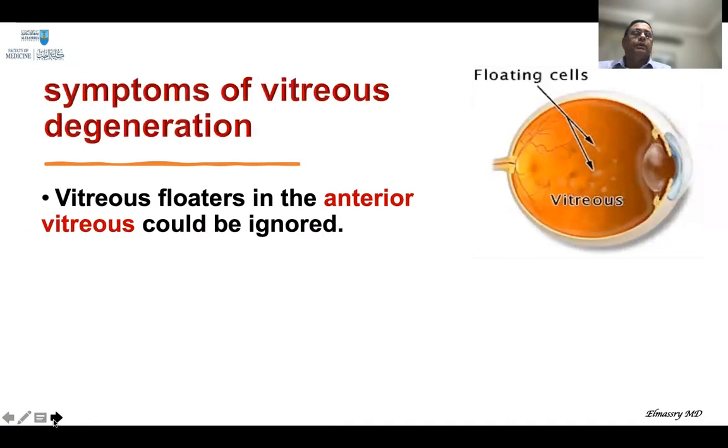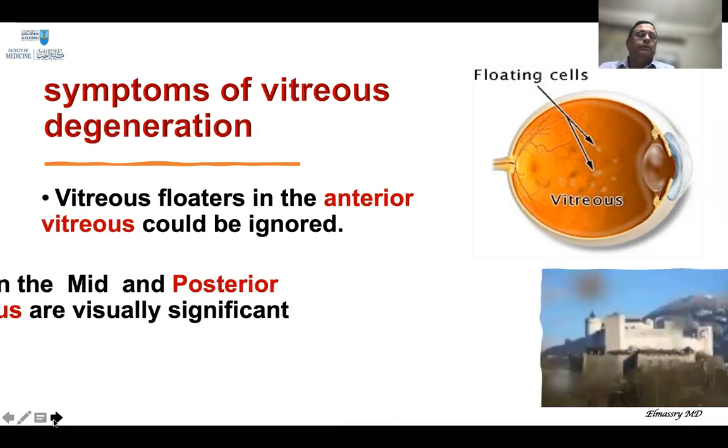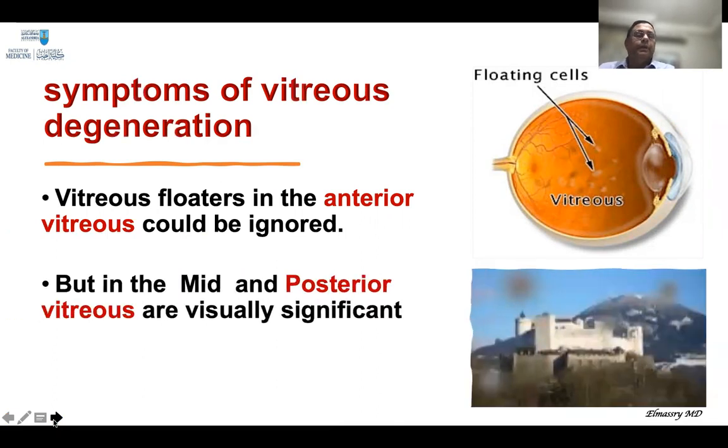Regarding the symptoms of these vitreous floaters, just to clarify for the audience: if these floating cells are in the anterior vitreous, they could be ignored. But if they are in the mid or posterior vitreous, they are definitely visually significant and affect the vision of these patients, as if you are wearing glasses that are not clean, or seeing black spots in front of you, and the whole image is really not good.